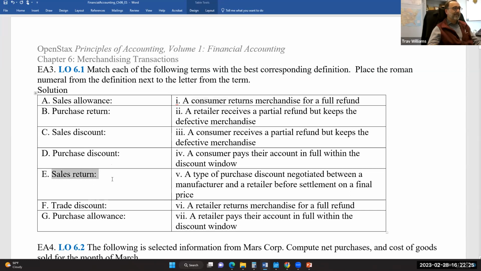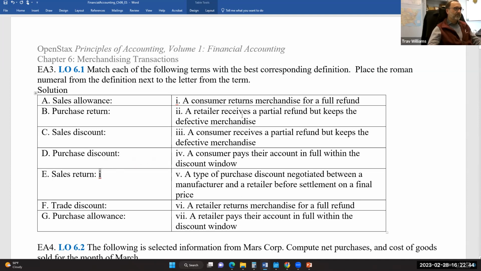That is called a sales return. How do we know? Because the customer returned the product to us and we are the seller, so it's a sales return. Okay, so E gets Roman numeral 1.